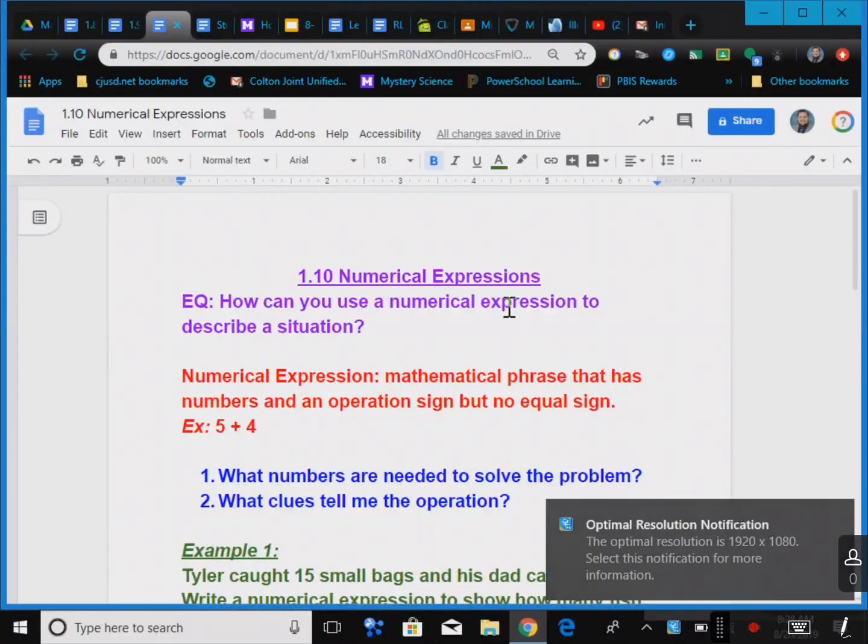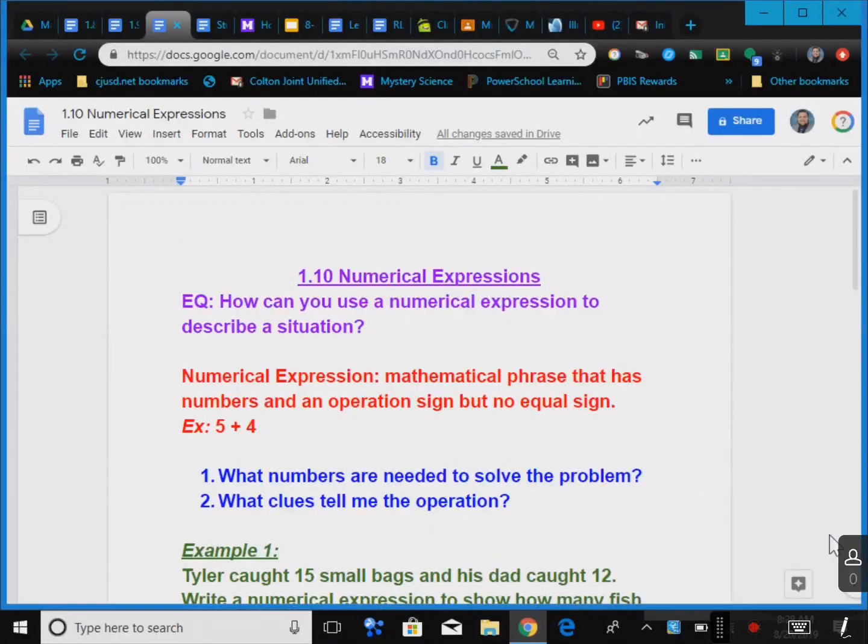Hi guys, welcome to 1.10 Numerical Expressions. This is actually going to be a pretty short lesson. It really just has to do with reading the problem very carefully and following the steps, and that's it.